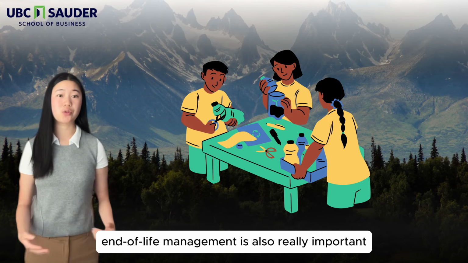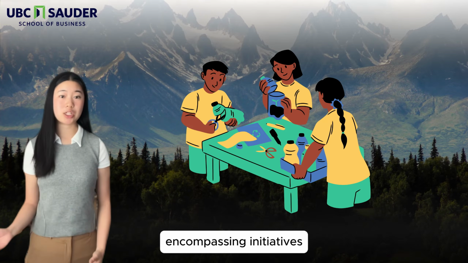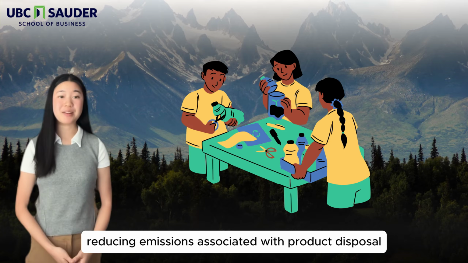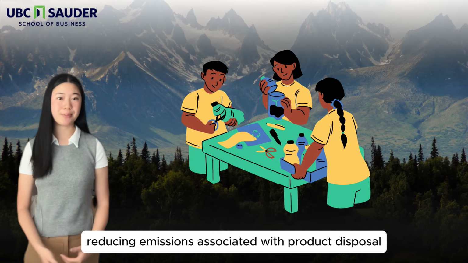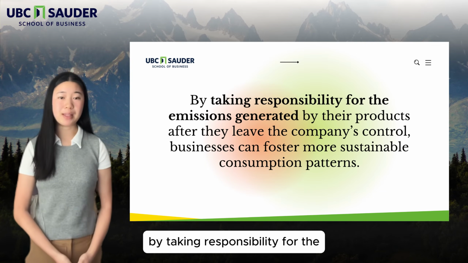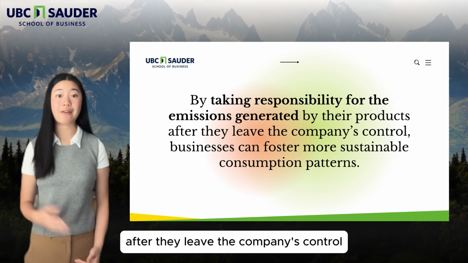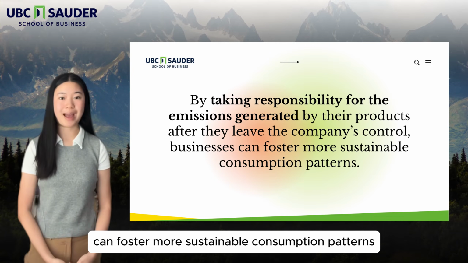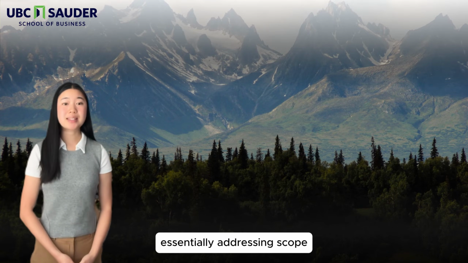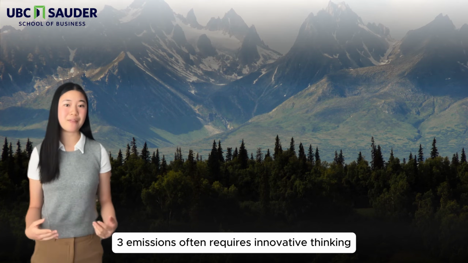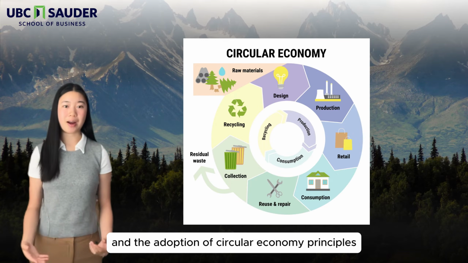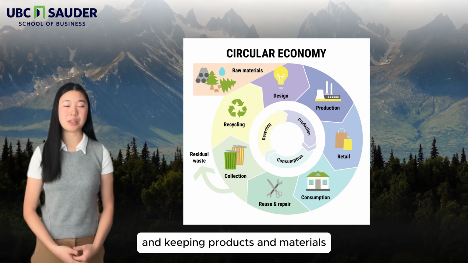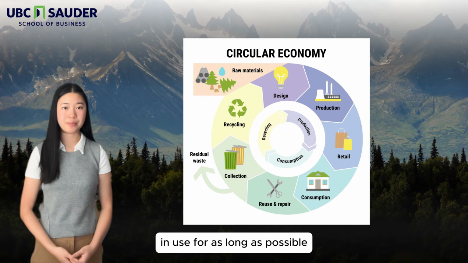End-of-life management is also really important, encompassing initiatives like implementing take-back programs or designing products for easier recycling, reducing emissions associated with product disposal. By taking responsibility for the emissions generated by their products after they leave the company's control, businesses can foster more sustainable consumption patterns. Essentially, addressing Scope 3 emissions often requires innovative thinking and the adoption of circular economy principles, which focus on designing out waste and keeping products and materials in use for as long as possible.